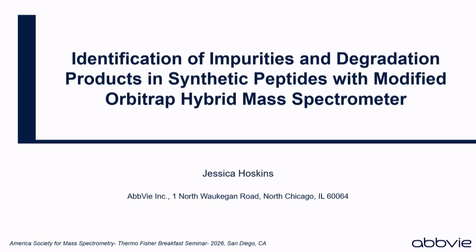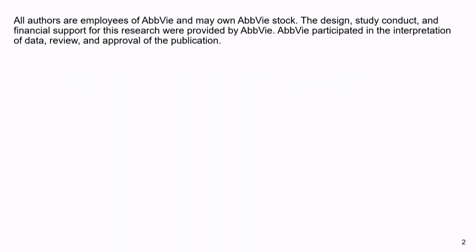I think Jesse's talk was actually a fantastic introduction to mine, so you'll see hopefully a lot of overlap, but I'm talking about a little bit of a different area this morning. So I'm going to be talking about impurity identification and degradation product identification in synthetic peptides using a modified Orbitrap hybrid mass spectrometer, which, as you'll see in my talk, is the new Exedion platform.